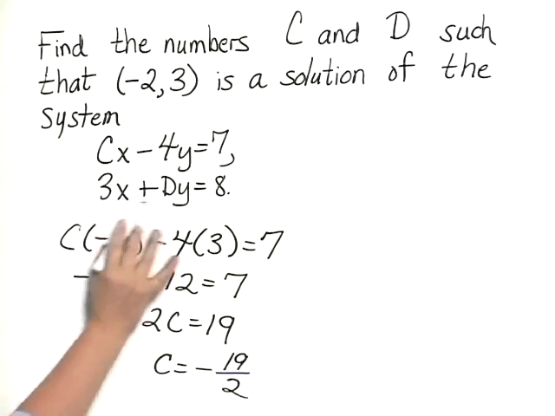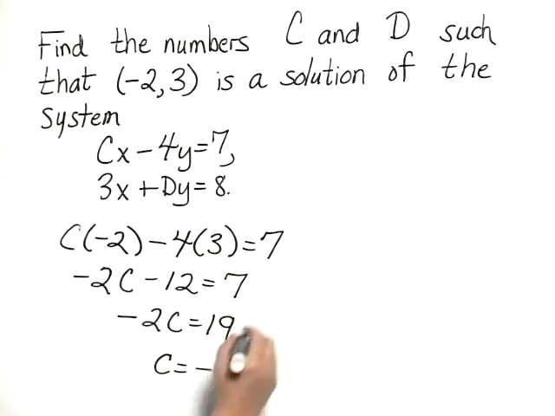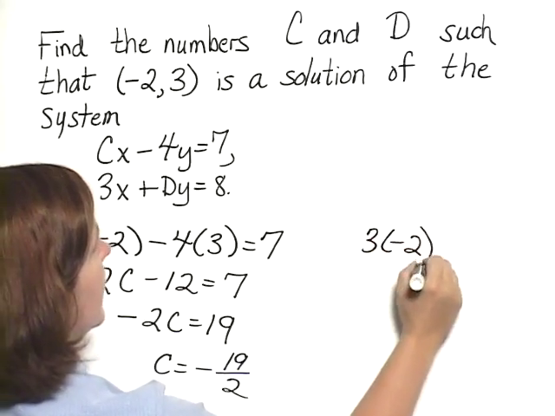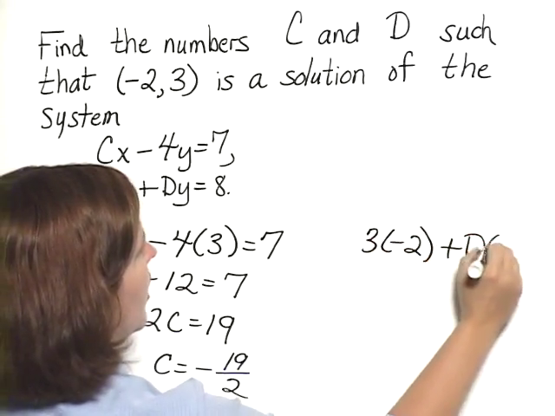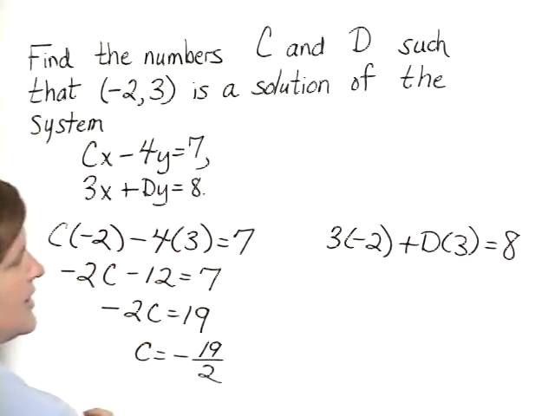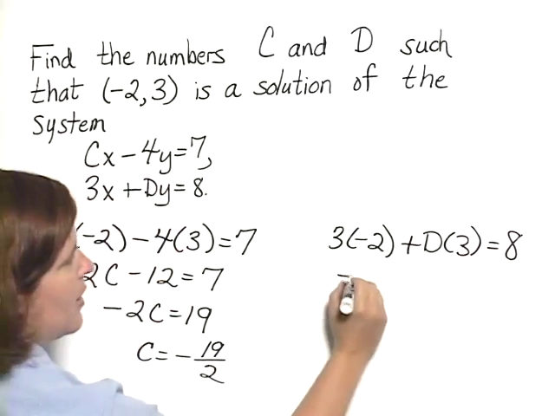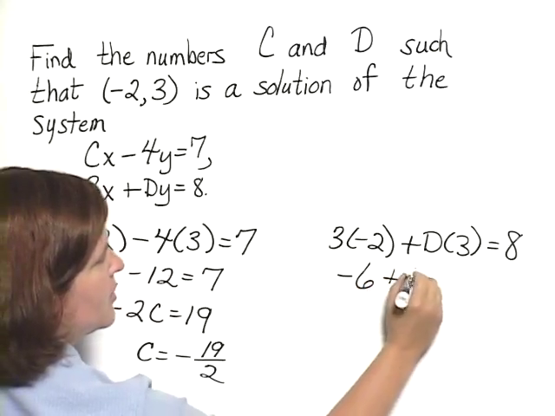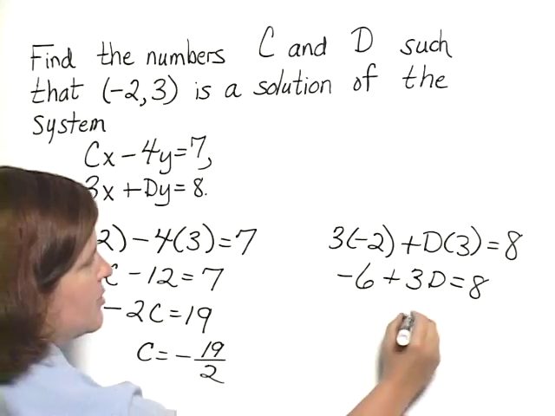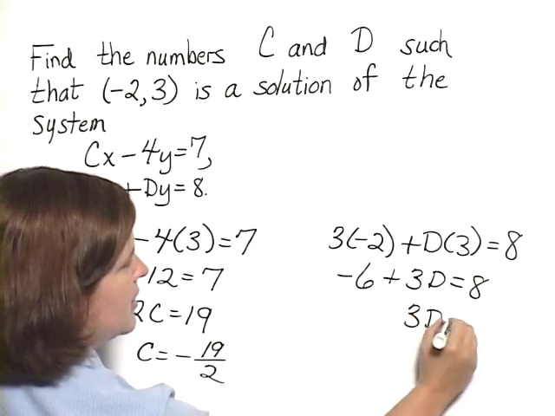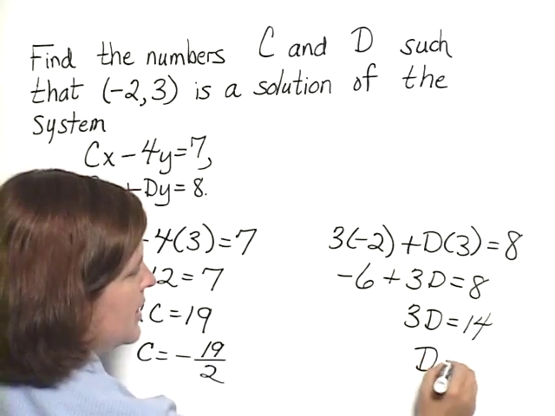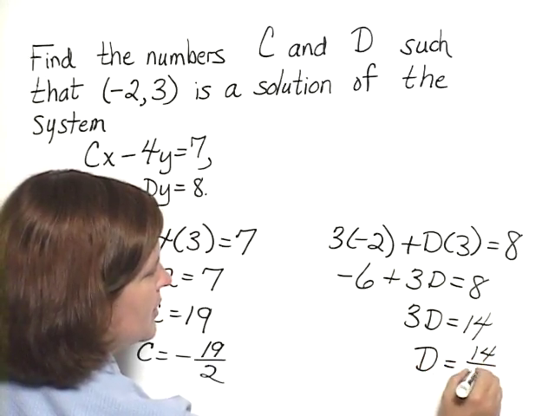Now we can do the same thing with the second equation, substituting -2 for x and 3 for y. We get an equation that has only d left as a variable. We have -6 plus 3d equals 8. Adding 6 to both sides, 3d equals 14. Dividing both sides by 3, d equals 14/3.